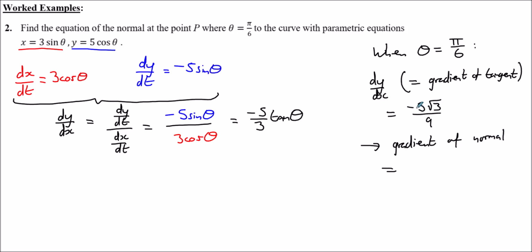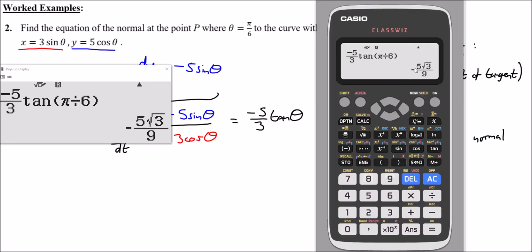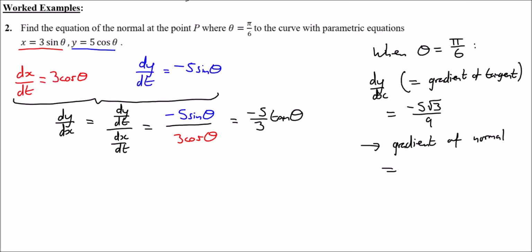I'm going to show you now the reciprocal function on the calculator. So on the ClassWiz, if you've got a value here, you want to work out the reciprocal of that, all we need to do is press Ans for the answer previously stored, and then there is an x to the minus 1 button here, so that reciprocates it. But of course, remember, the tangent and the normal, one is the negative reciprocal of the other, not just the reciprocal. So we need to reciprocate it like we have done here, and then change the sign. So therefore, the gradient of the normal is positive 3 root 3 over 5.